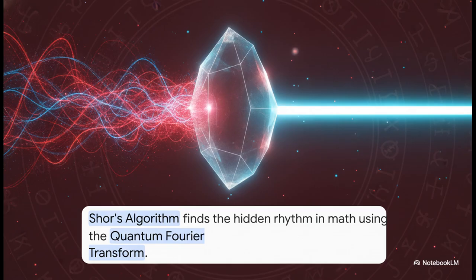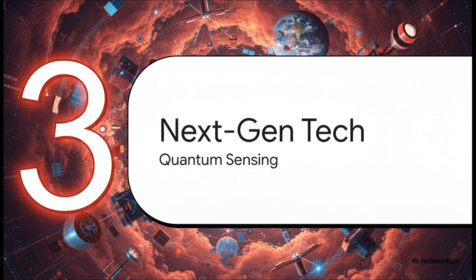By using constructive interference to build up the paths that resonate with that specific period and destructive interference to cancel out all the rest, Shor's algorithm achieves a massive exponential speedup. Let's move to Section 3, Advancing Next-Gen Tech Discovery, and see how this builds from the micro to the macro.